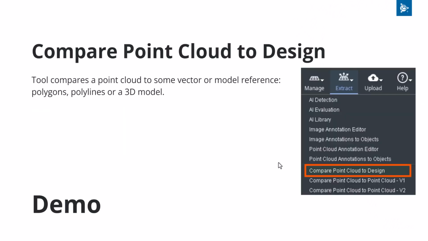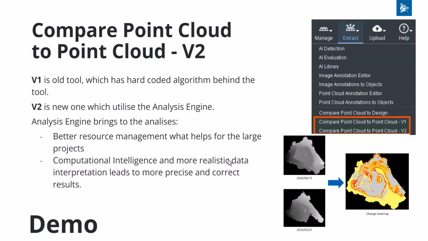The first tool is compare to design. The tool compares a point cloud to some vector or model reference. As a reference, we can consider polygons, polylines, or a 3D model. The tool itself can be found under the extract toolbox over here. We'll demonstrate it later. The second tool is point cloud to point cloud comparison version 2.